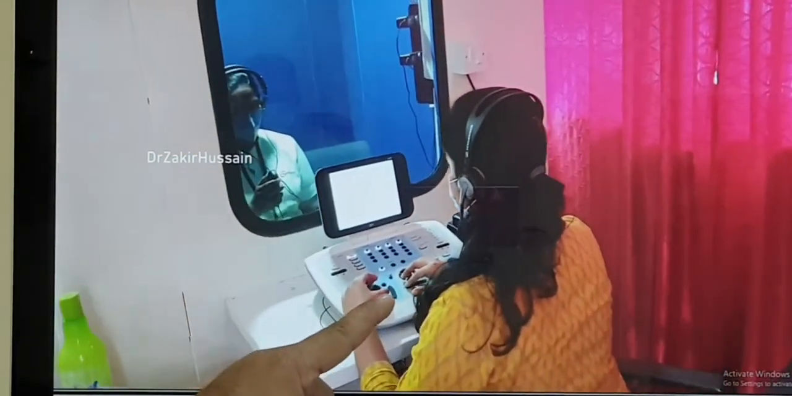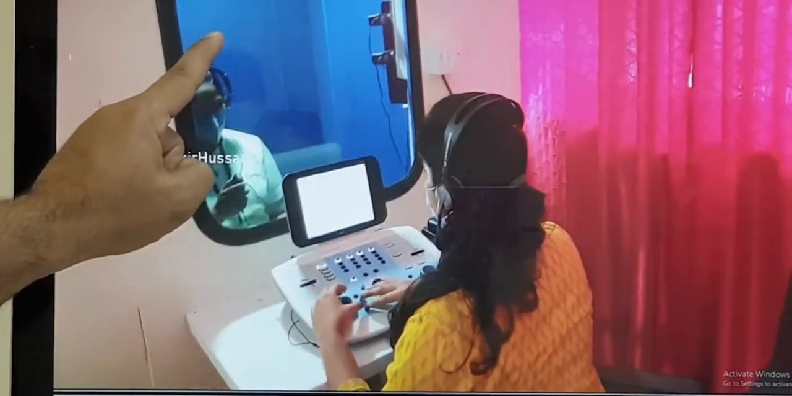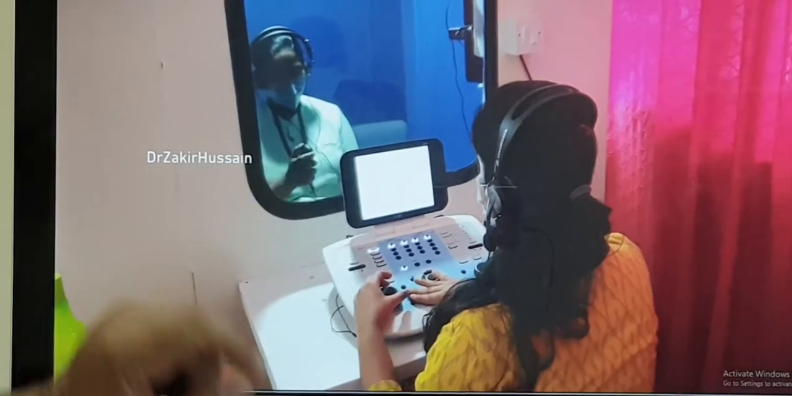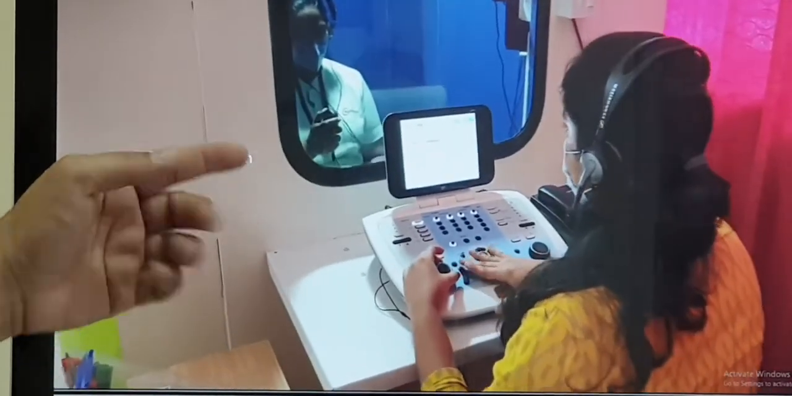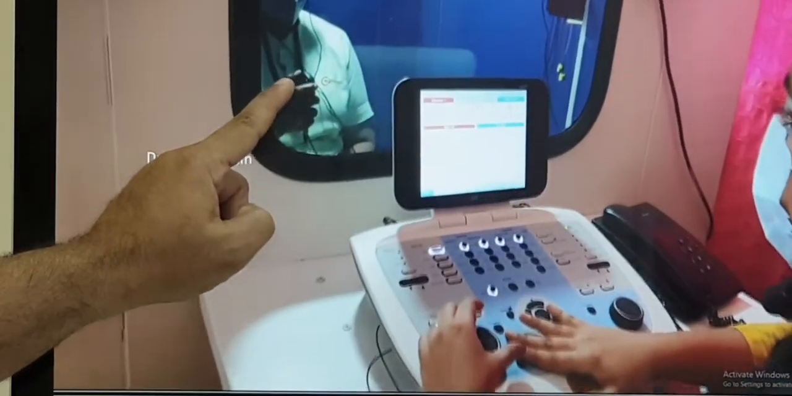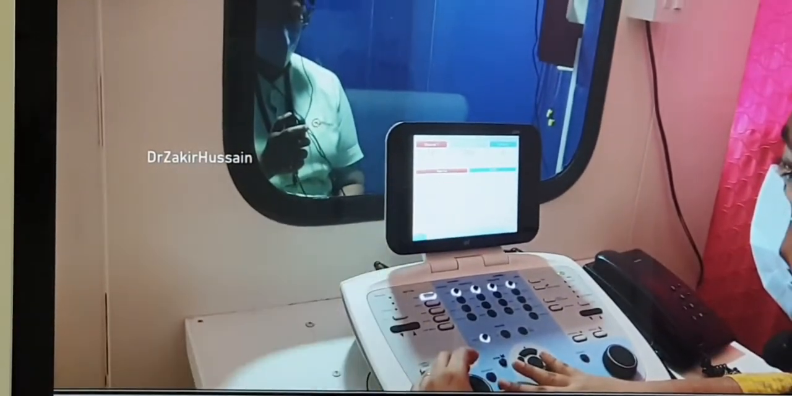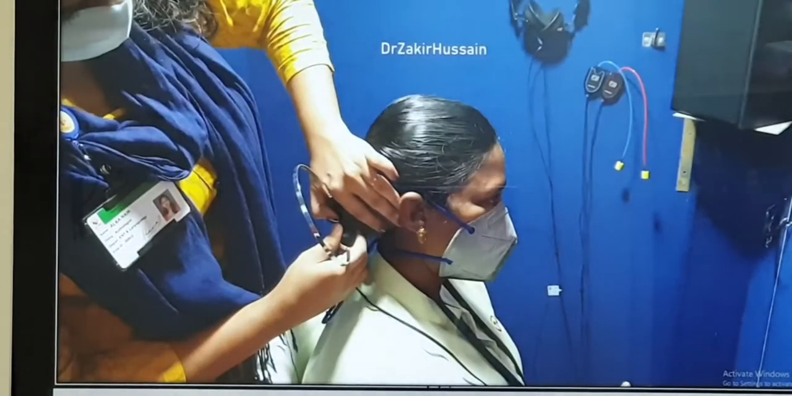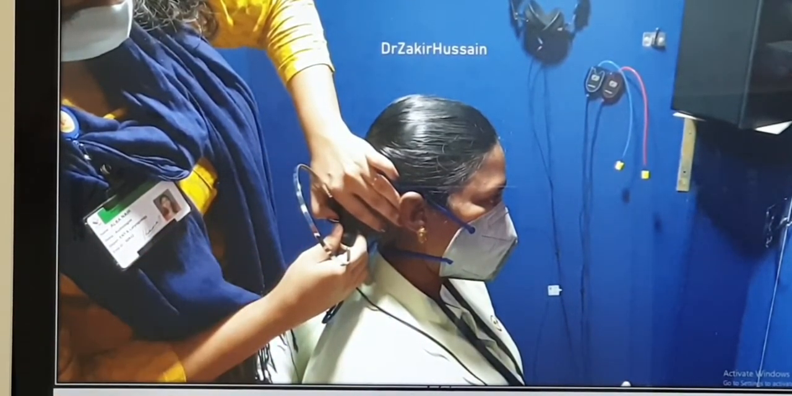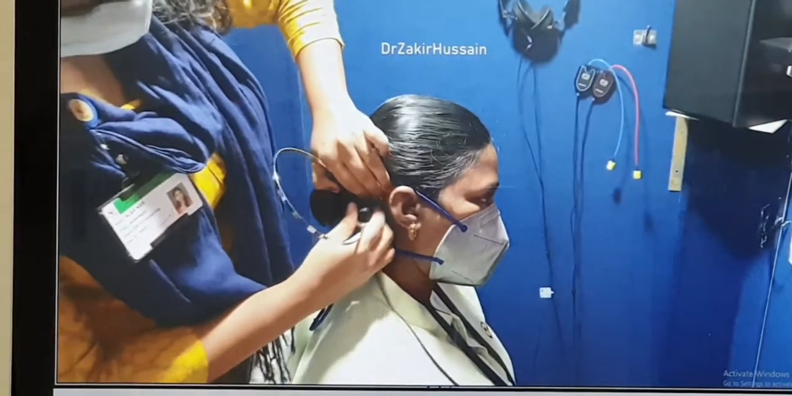Whenever she delivers a sound from here, the patient should hear the sound and press the gadget. The problem in a child who is less than 5 years is, even if they hear, they are not able to follow the instruction properly. So if they don't press the gadget properly, the technician will not be able to know the degree and the type of hearing loss. That's why normally it is not done below the age of 5. Here, this second ring is used for bone conduction. The first one is used for air conduction.